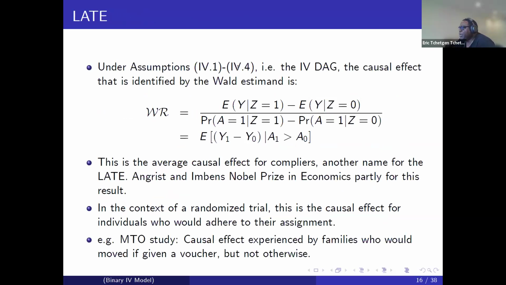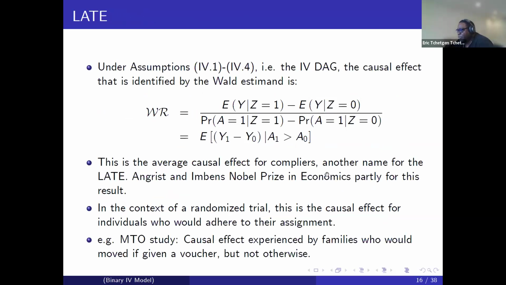Under assumptions IV1 through IV3, which is the IV DAG, and this fourth assumption of monotonicity, Imbens and Angrist showed that the Wald ratio identifies the complier average causal effect, which is given here. This is the average causal effect for compliers, another name for the LATE.